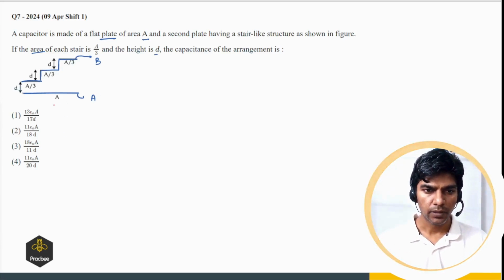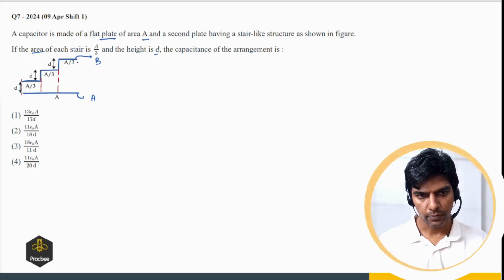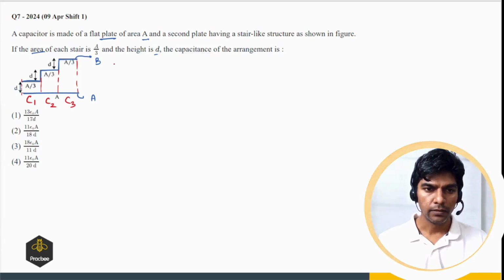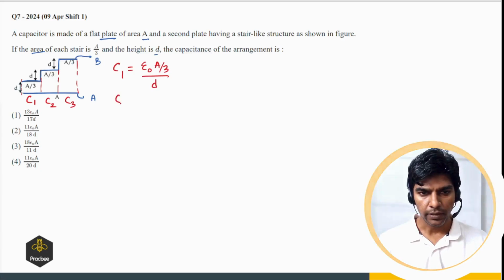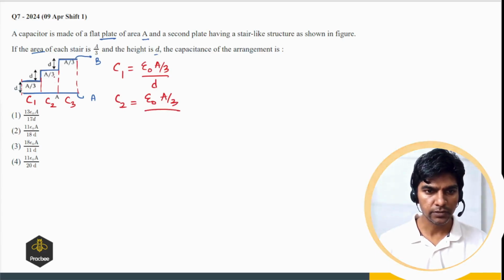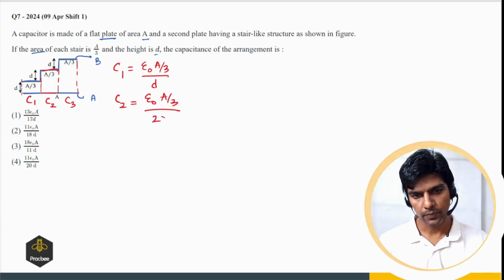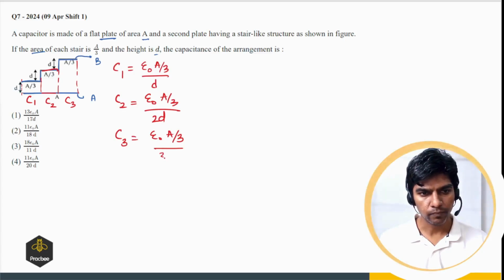So basically we have 3 capacitors which are in parallel, right? So this is first capacitor C1, this is second, and this is third capacitor, and C1 is epsilon naught times A by 3 divided by the distance between the plates, which is D, and C2 is epsilon naught times area A by 3 divided by the distance between the plates, which will be 2D. Similarly, C3 will be epsilon naught times A by 3 divided by 3D.